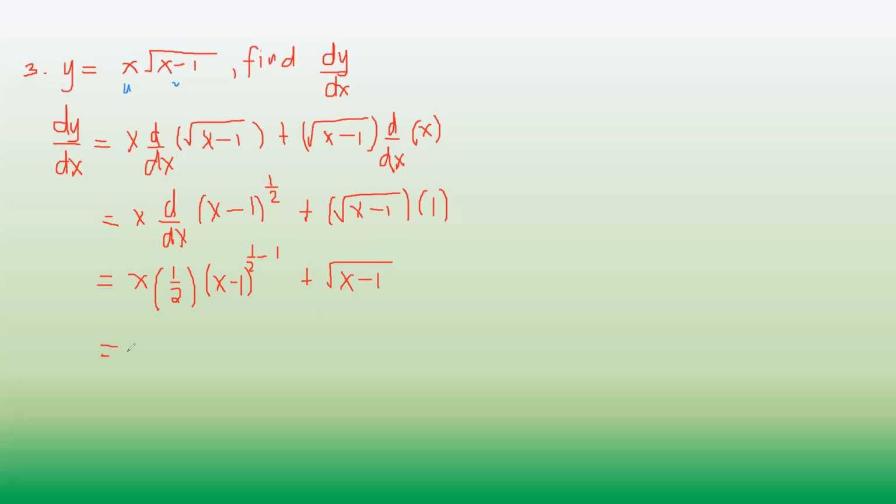Or we will have 1 half times x, 1 half x, then times x minus 1 raised to negative 1 half plus square root of x minus 1. Then again, simplify natin. Alisin yung negative exponent. So ito ay 1 half times x. Ito ay 1 over natin. So 1 over the quantity x minus 1 raised to positive 1 half plus square root of x minus 1.